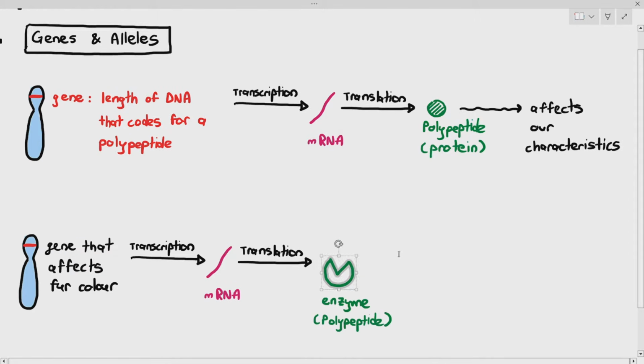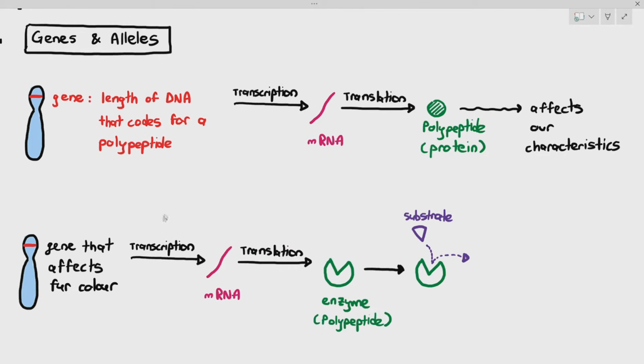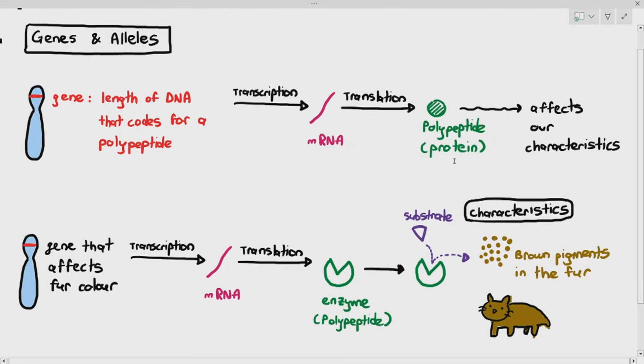Now, I don't need you to memorize this, but what I want you to see is that the polypeptide will be able to take a substrate, and the substrate is able to bind to its active site, and when it produces a product, the product is a brown pigment. Again, don't memorize this. But as you can see here, because it produces the brown pigments in the fur, the color of the organism is brown. There you go. That is a brown color, isn't it? Yeah, it does look brown.